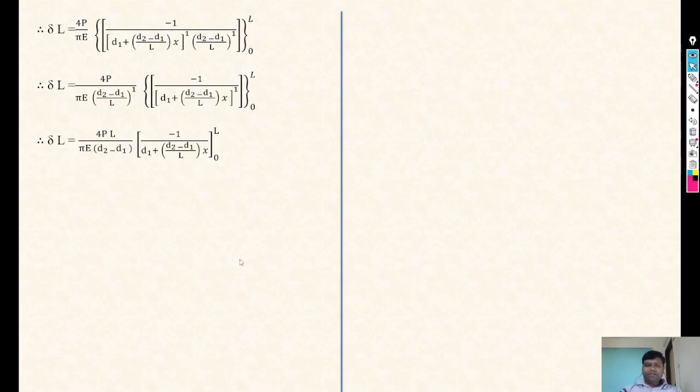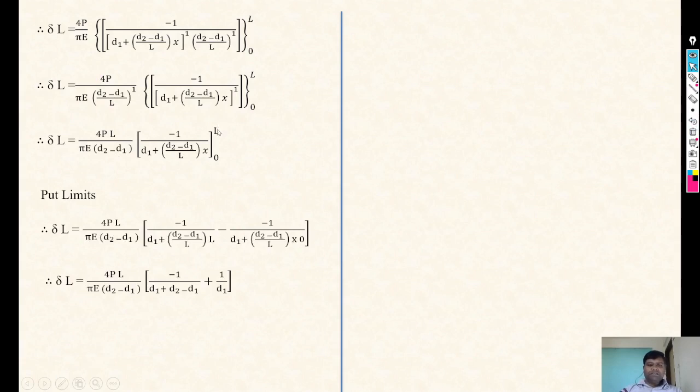Now put the limit. The upper limit is L and the lower limit is 0. It means we put x equals L first, then minus x equals 0. This term is as it is: 4PL by pi E (d2 minus d1). Now put the first limit: minus 1 over d1 plus (d2 minus d1) by L into L, since x is L, the upper limit, minus minus 1 with the same term, but now x equals 0. Just put x equals 0 over here.